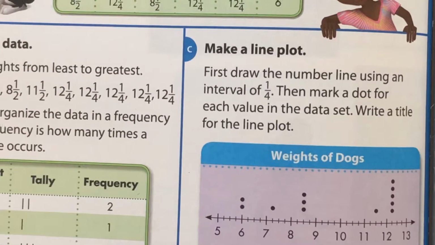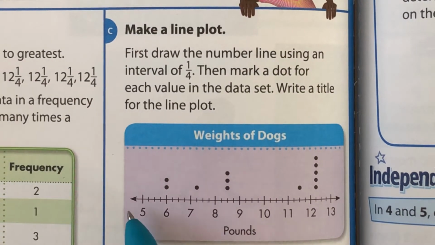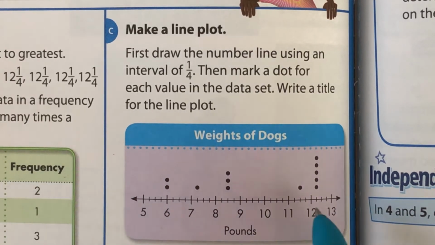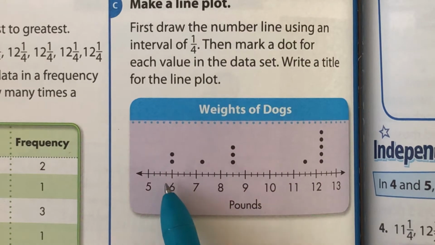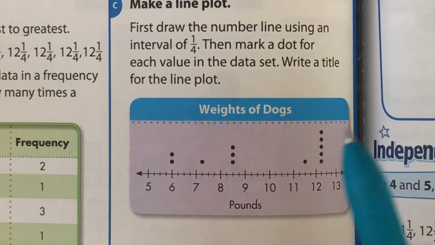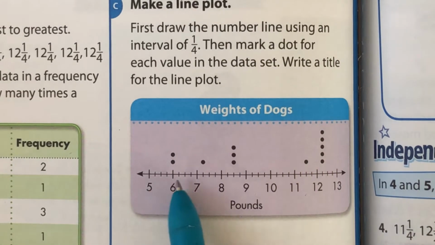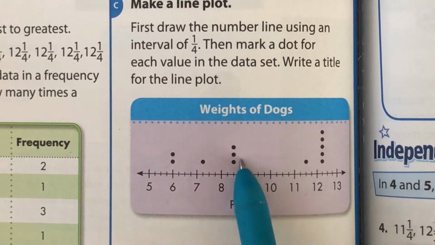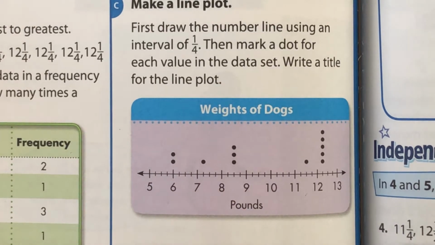So now we can make a line plot with that data. It looks kind of silly because they're all spread out, but it's important that you don't just make one point on the line at 6, one at 7 1/4, one at 8 1/2, one at 11 1/2, and one at 12 1/4. You want to still make a number line that includes all of the numbers so you can see, okay, no dogs are in this area, no dogs are in this area, and so on.